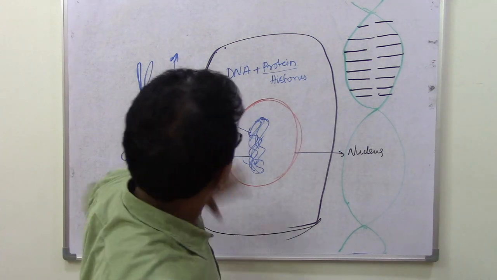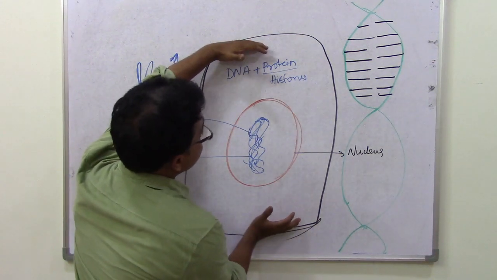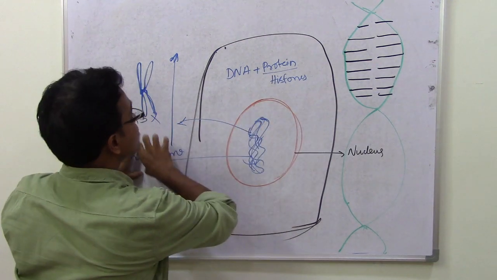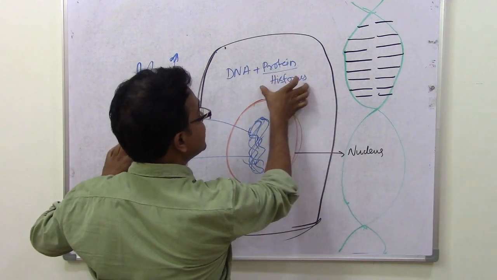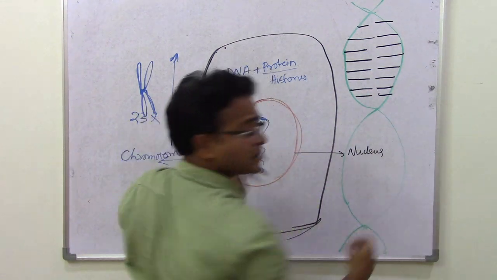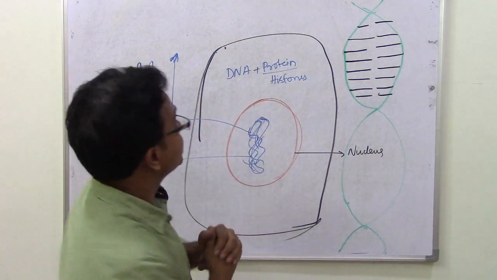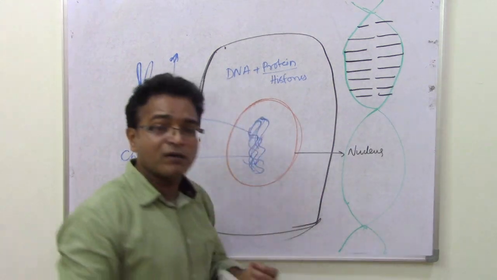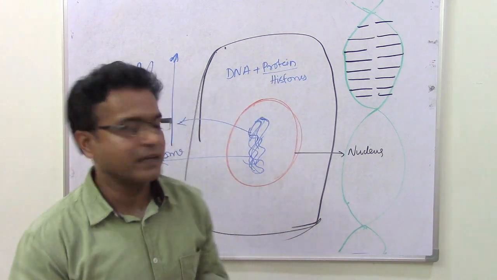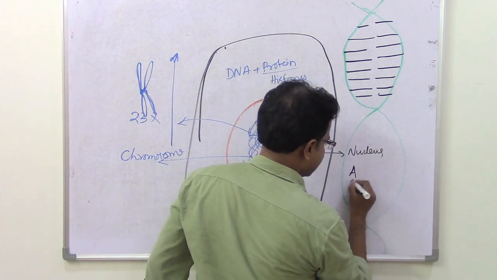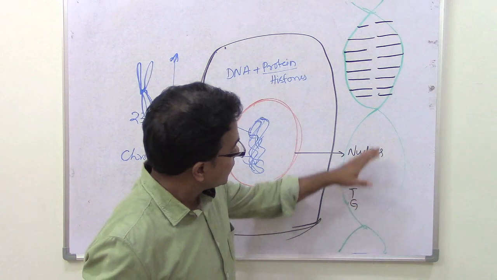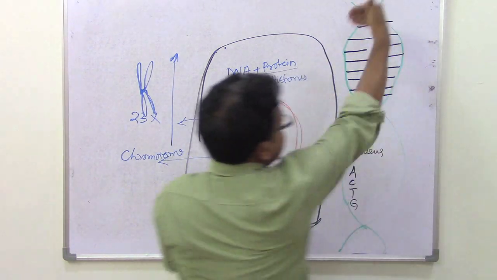So the cell body has a nucleus. The nucleus contains chromosomes. Chromosomes are made up of DNA plus proteins called histones. The DNA structure is double helical, like a twisted ladder, and DNA is made up of a ribose sugar, that is a pentose, a phosphate, and base pairs called A, C, T, G. These base pairs form the DNA.